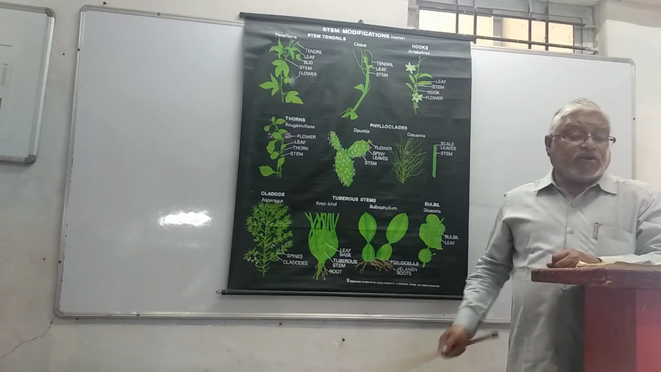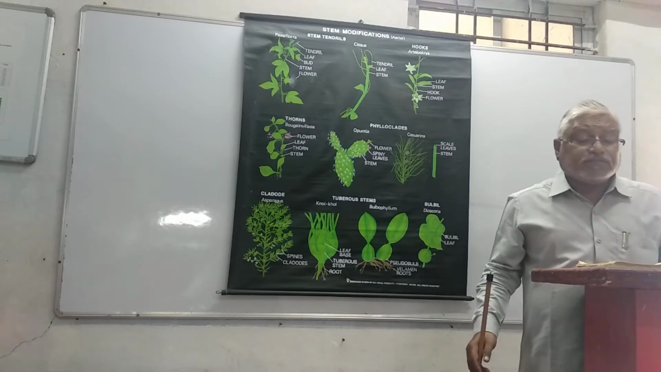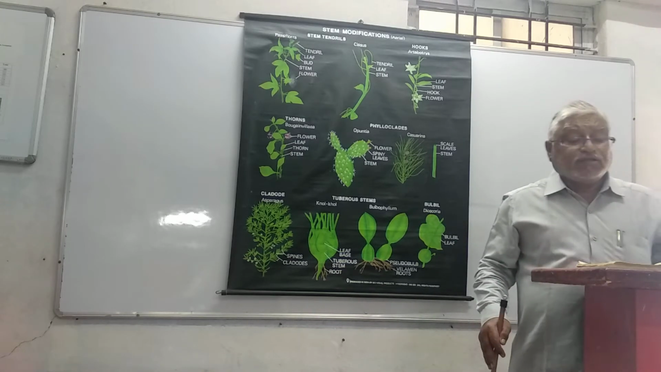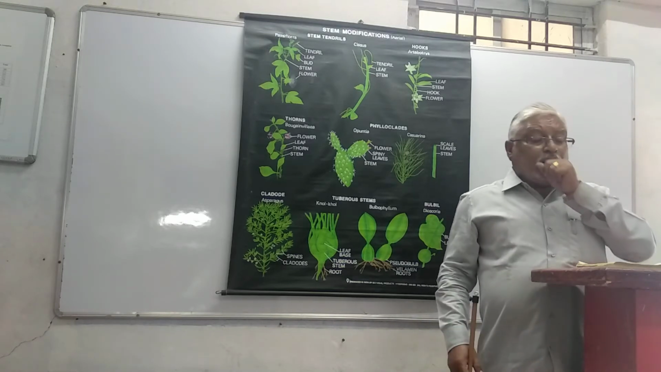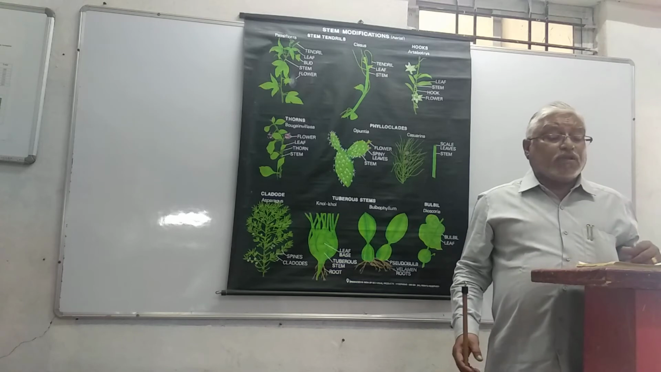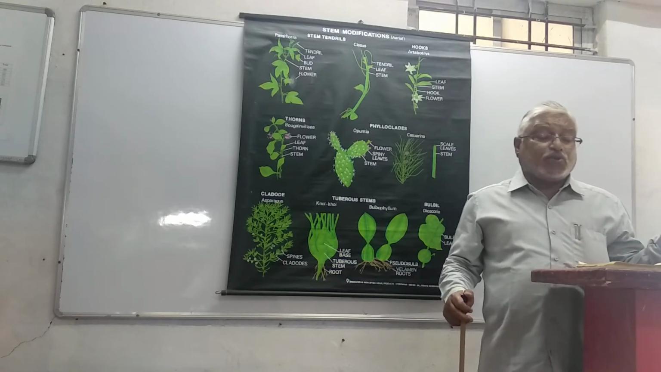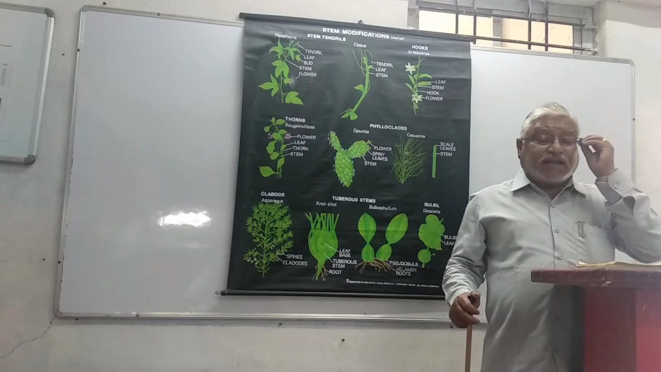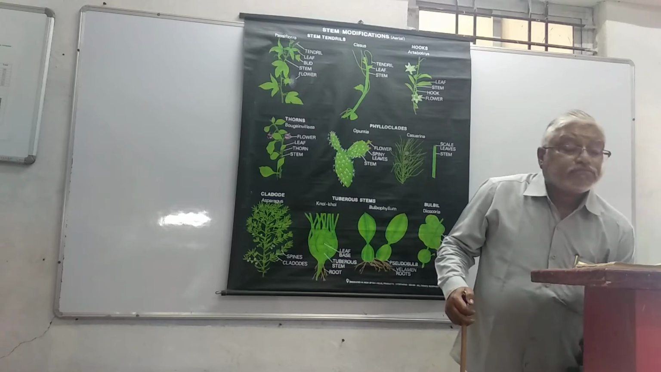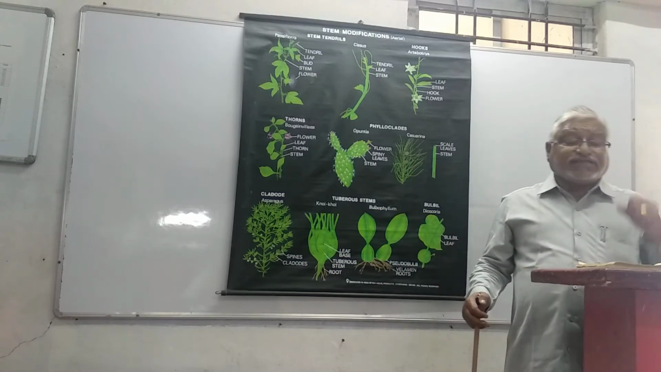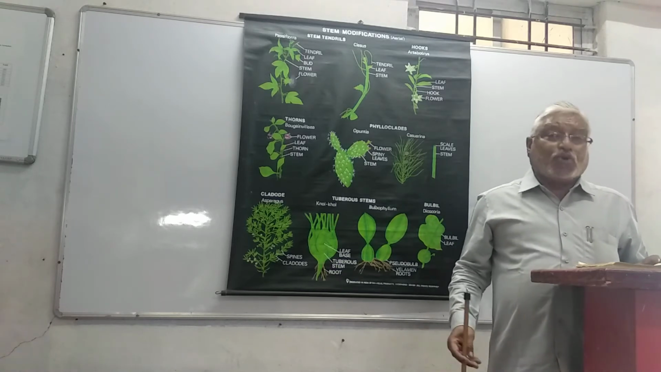In sub-aerial modification of stem, we have seen runner, sucker, stolon, and offset. There are again 4. The runner is dub grass or Oxalis corniculata, then sucker is mentha and chrysanthemum, then stolon, that is colocasia, and offset, that are water hyacinth or Eichhornia.